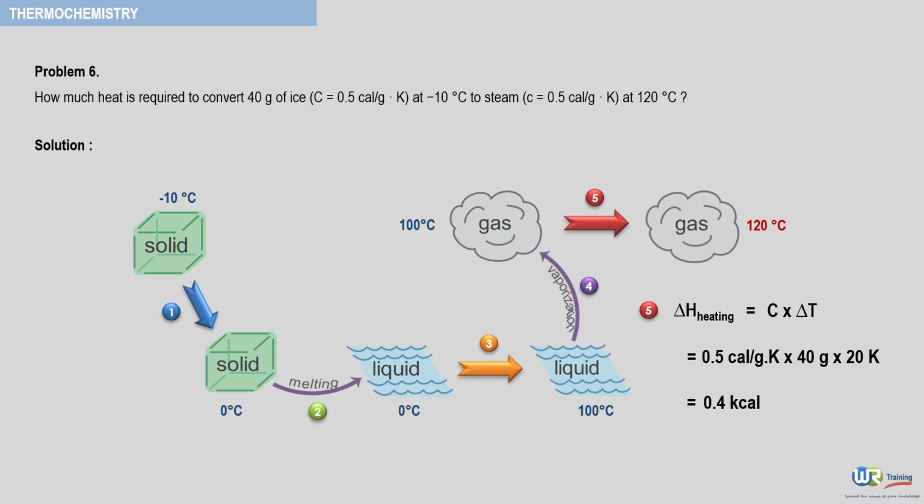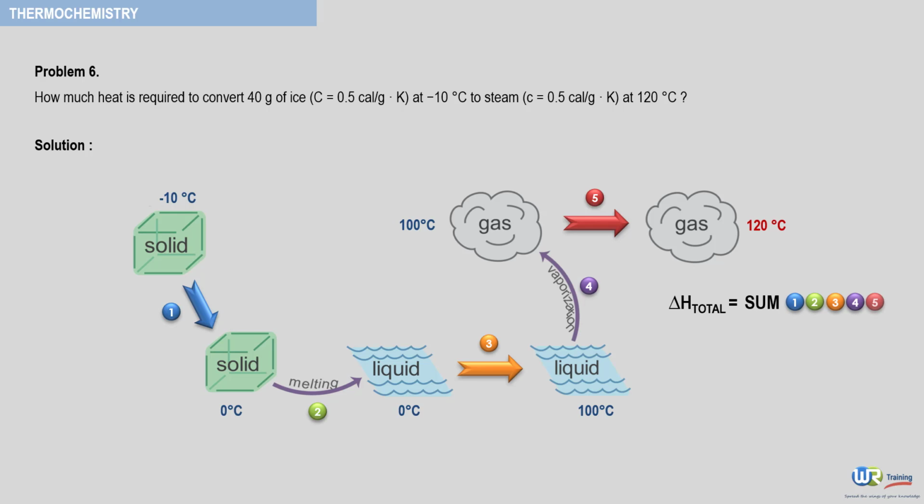Now that we have the enthalpy changes for each individual step, then by using Hess's law of constant heat summation, delta H for the overall process can be calculated easily by summing the individual delta H's. And in our case, delta H for the overall process is equal to 29.4 kilocalorie.